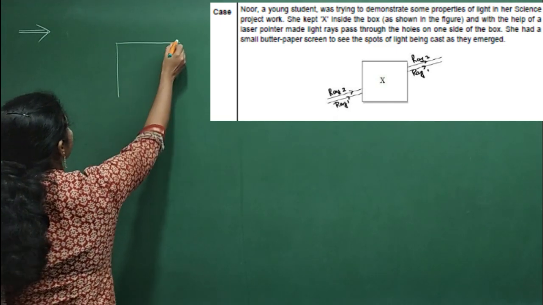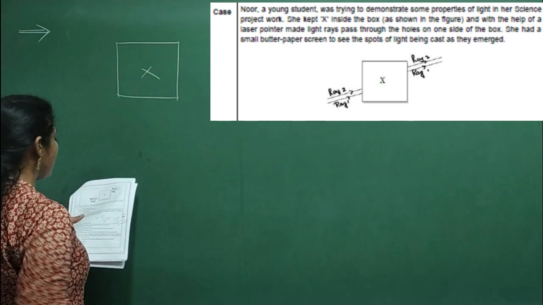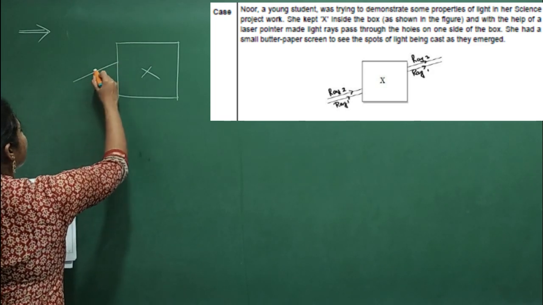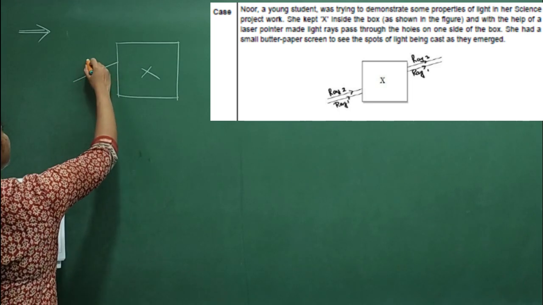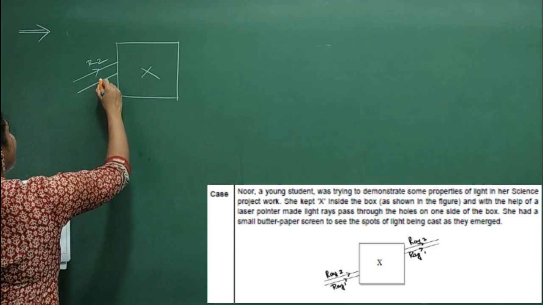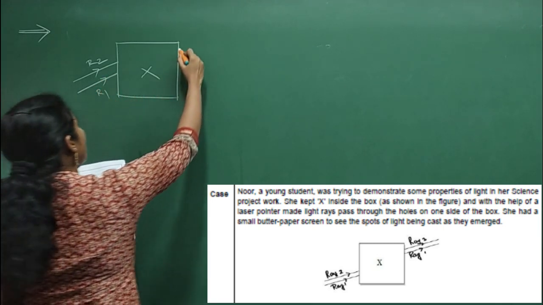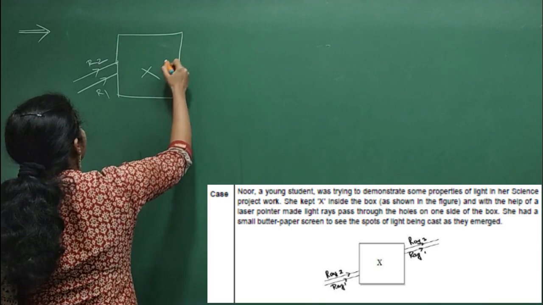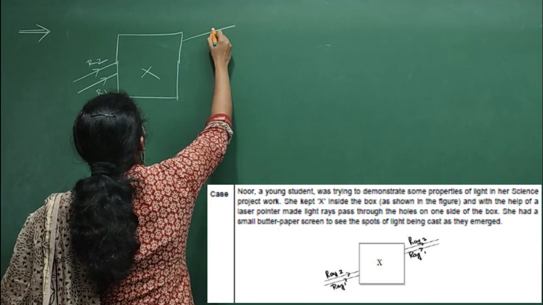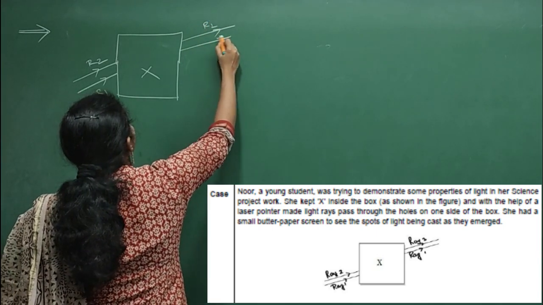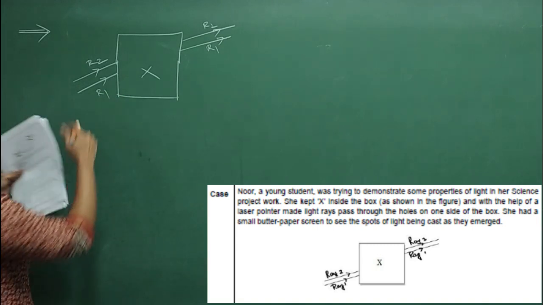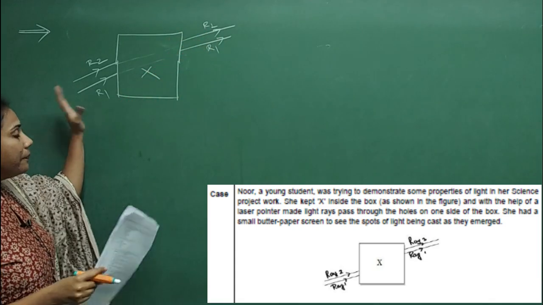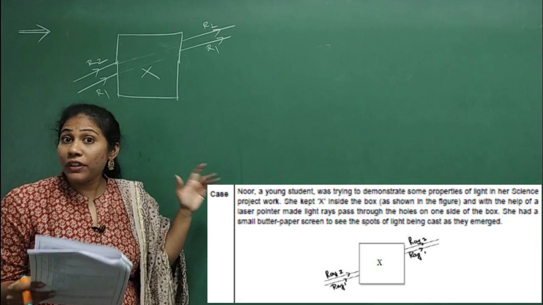See, what she has done is she took a box, something like X, so there is some X inside this, and she passed some laser. This is ray 2 and this is ray 1. Let me take a bigger box. So ray 2, you can see the lateral shift here. This is ray 2 and this is ray 1 in the figure. That means they have not passed straight. Their position was changed out of the box.